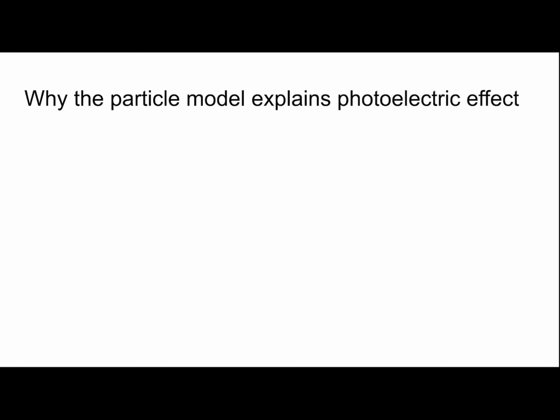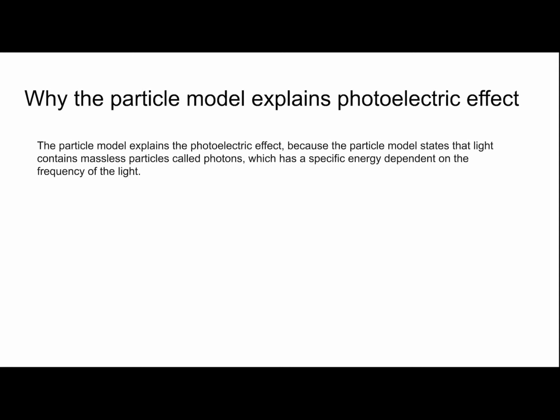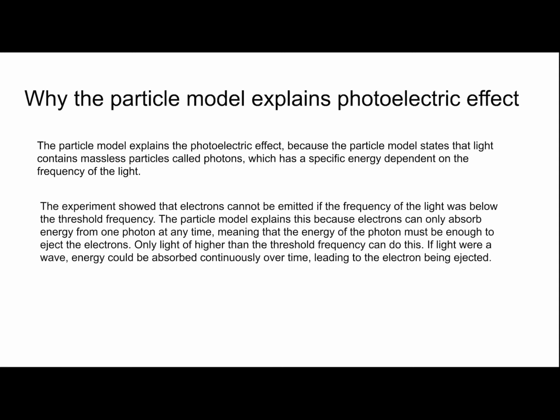Right, so why does the particle model explain the photoelectric effect? The particle model states that light contains massless particles called photons, which have a specific energy that depends only on the frequency of the light. That is E equals hf, where h is Planck's constant and f is the frequency of the light. So the experiment shows the electrons cannot be emitted if the frequency of the light is below the threshold frequency.